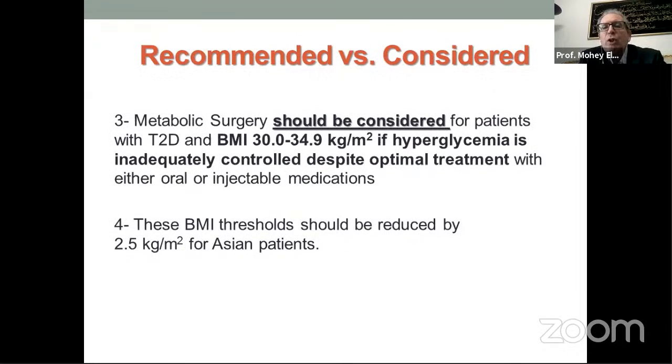And metabolic surgery should be considered for patients with type 2 diabetes mellitus and BMI 30 to 35 if hyperglycemia is inadequately controlled despite optimal treatment. For Asian patients, the recommendations are to depend on a BMI which is 2.5 less than the standard.